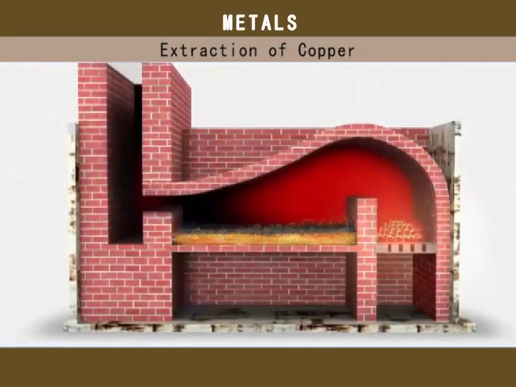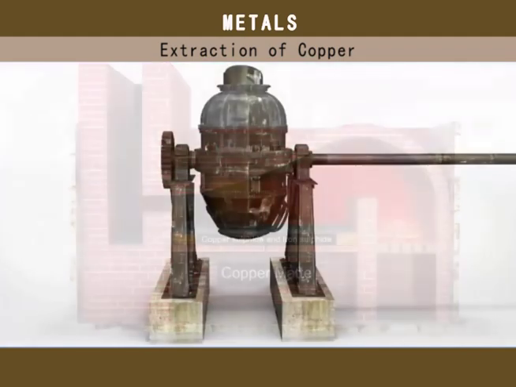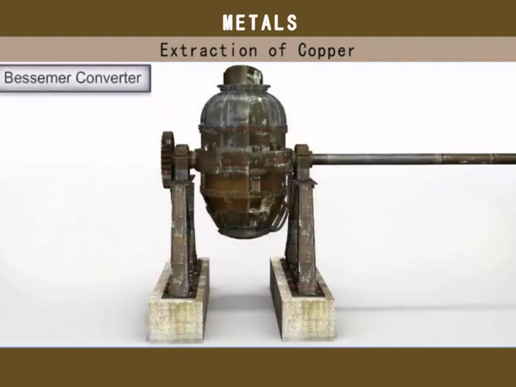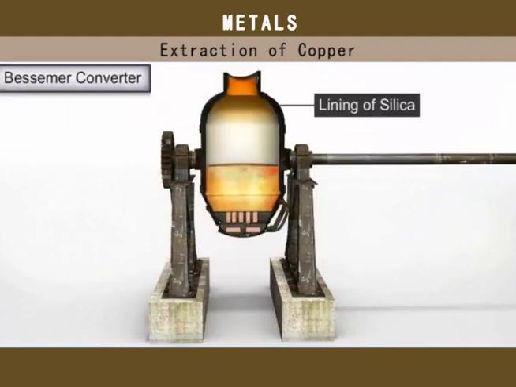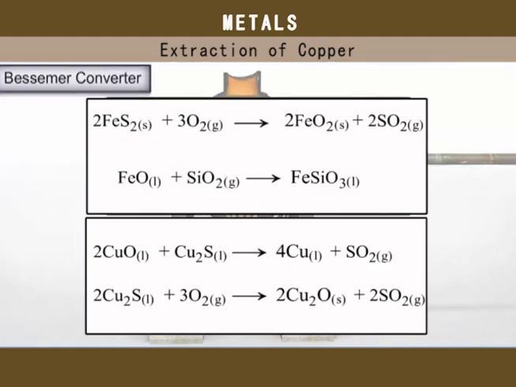Copper is produced in the form of copper matte, which contains copper sulfide and iron sulfide. The matte is then introduced into a converter provided with a lining of silica. A blast of sand and hot air is blown into it. During this process, the remaining iron is removed in the form of slag, while copper sulfide is reduced to metallic copper.